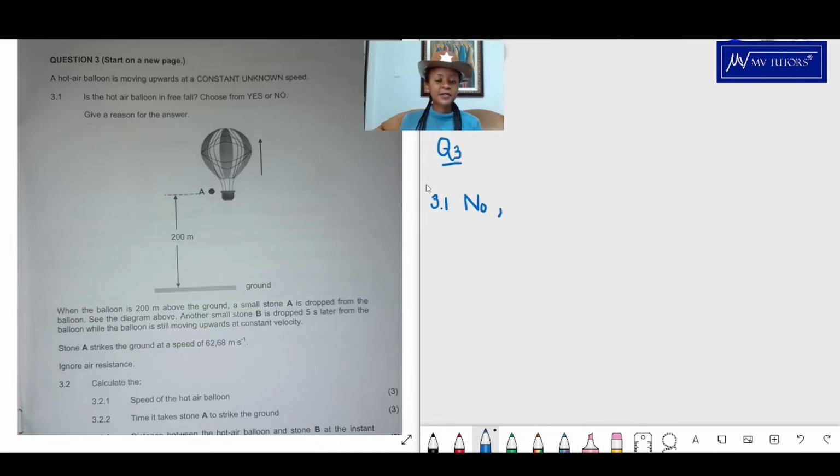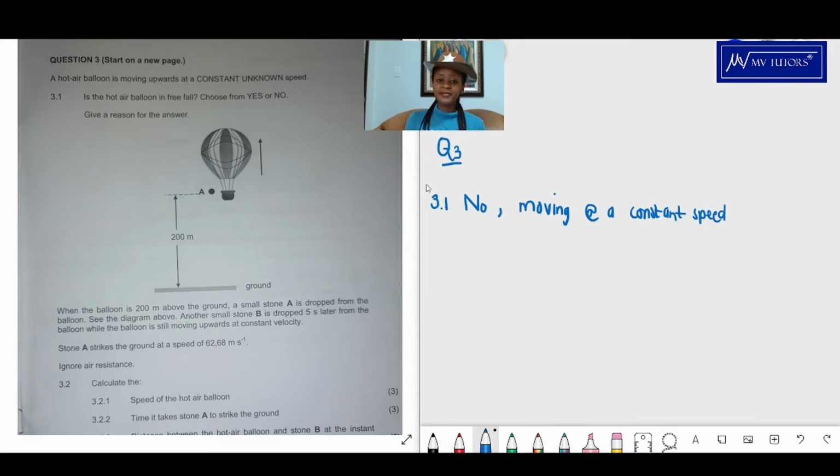And give a reason for your answer. Well, first of all, it's moving at a constant speed. Okay, let me write properly. So we know that if something is moving at a constant speed, constant velocity, it doesn't have acceleration, but gravitational acceleration is still acting on it. But it's not the only thing acting on it. There are other forces acting on it. With free fall, the only thing acting on the object that is falling is gravitational acceleration.